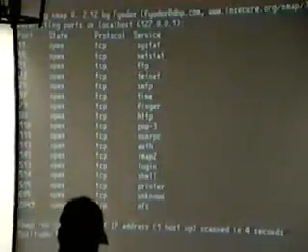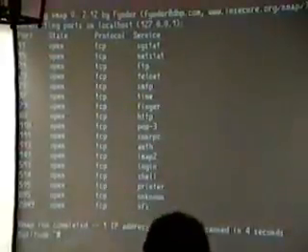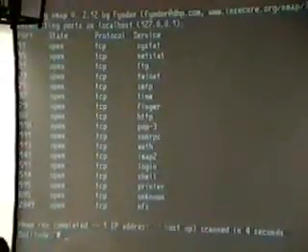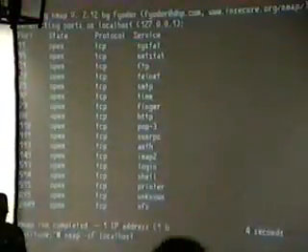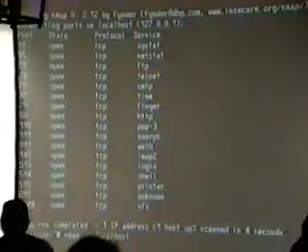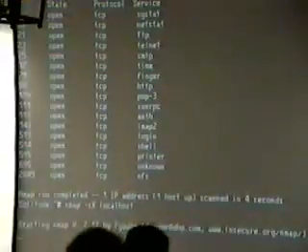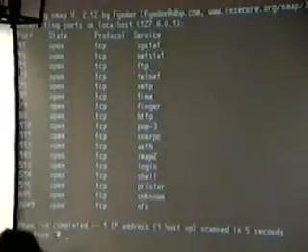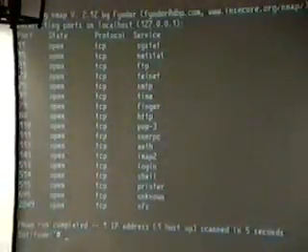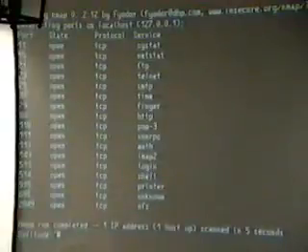The next one's a Christmas scan. Christmas scan turns on the FIN, URG, and PSH flags. That's done with -sX, capital X. Yeah, you don't get anything coming up in your var log messages. And the next one's a null scan. Null scan turns off all flags.